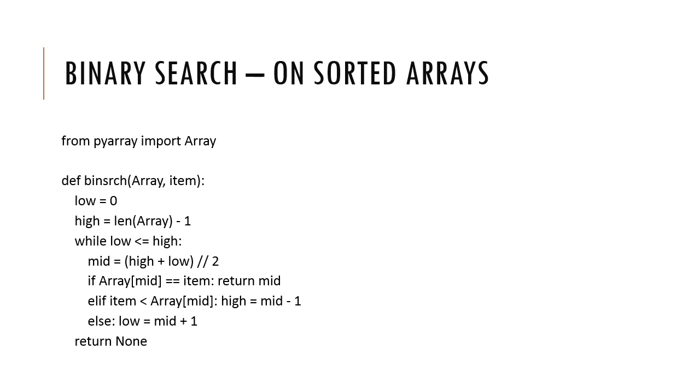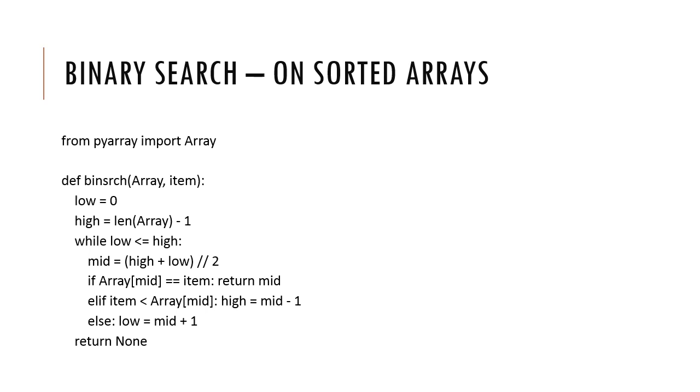Inside the while loop, we set mid to be equal to (high plus low) divided by 2, and this is an implementation of the floor function. So if the answer is 7.5, mid will become 7 and the 0.5 will be taken off. Then we compare the value at the mid of the array to item, and if this comparison is true, we return mid.